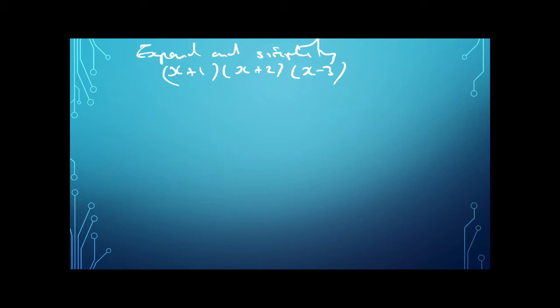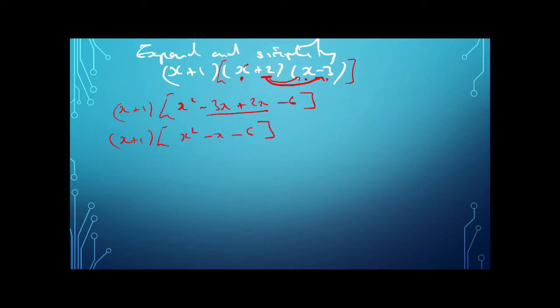Okay, same again, just that we have a negative in this bracket here. So let us do x times x, which is x squared. Positive x times negative 3 is negative 3x. Positive 2 times x is positive 2x. And positive 2 times negative 6 is negative 6. Let's collect like terms and simplify. That gives x squared minus x minus 6.